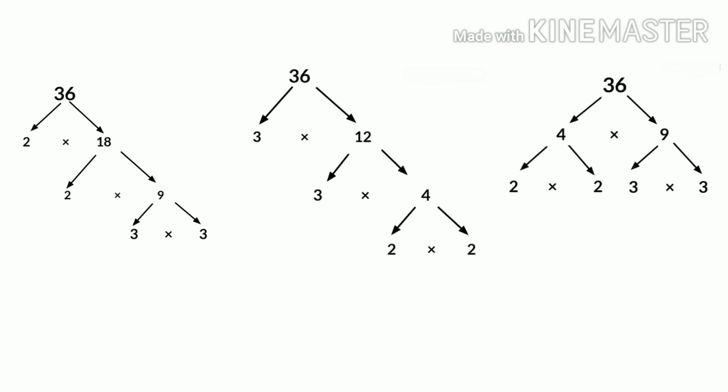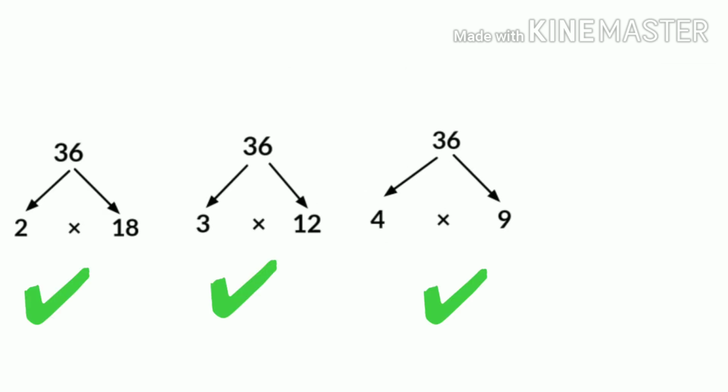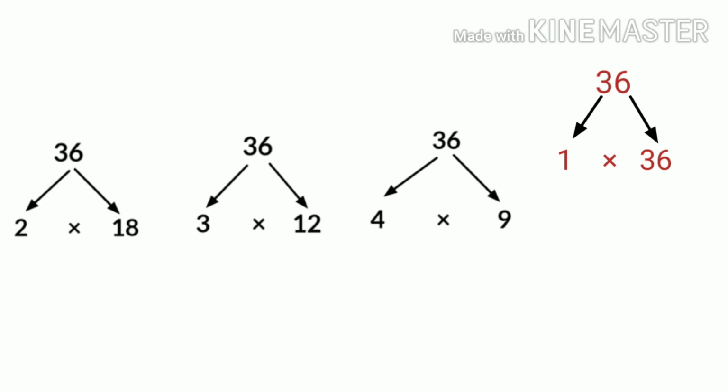So if we are asked to build a factor tree for a number, we can build it by writing the number as a product of any two factors. But remember, we cannot build a factor tree by writing the number as a product of 1 and itself.